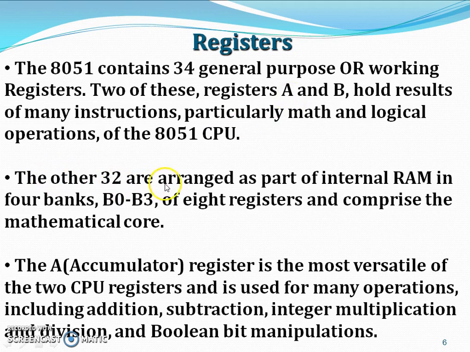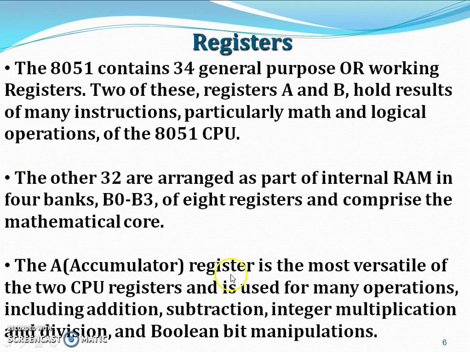The other 32 registers are arranged as a part of internal RAM in 4 banks, B0 to B3, of 8 registers each, and comprise the mathematical core. Now we have to understand the 32 registers are arranged as a part of internal RAM in 4 banks. So there are 4 register banks, B0 to B3, and each bank contains registers namely R0, R1, R2 up to R7. Right?